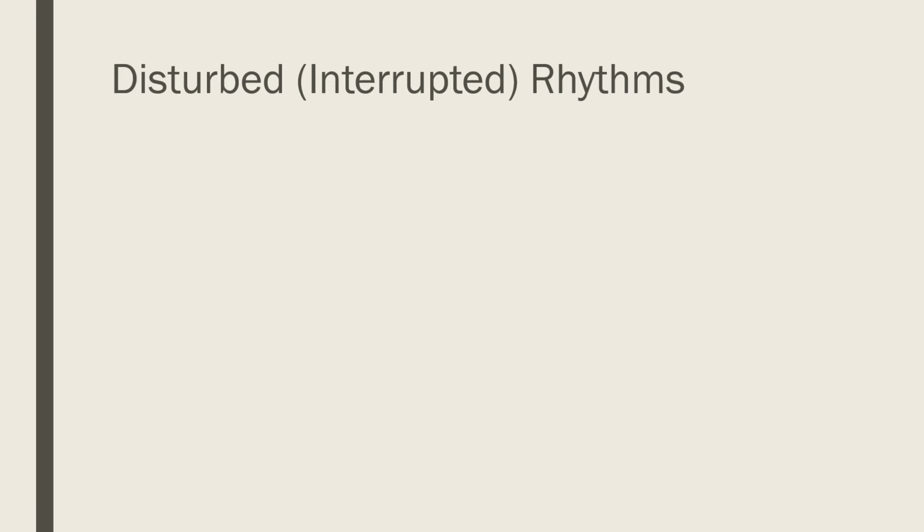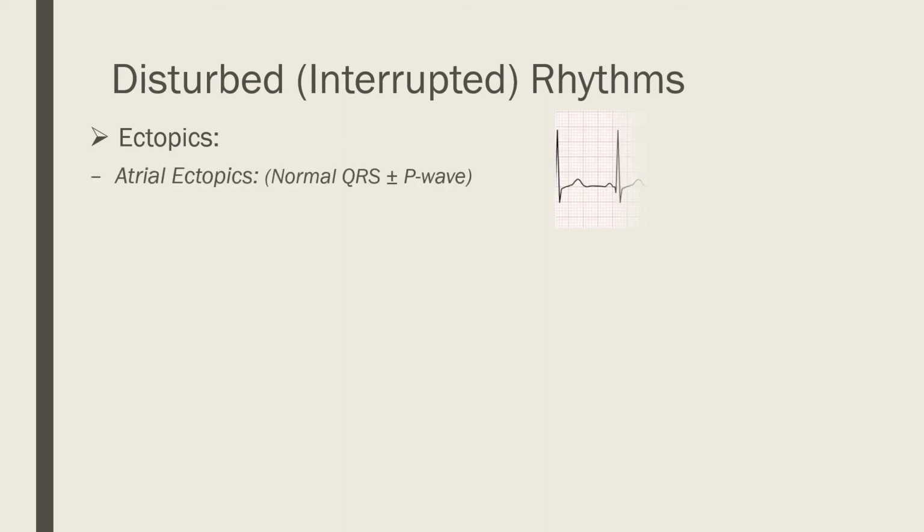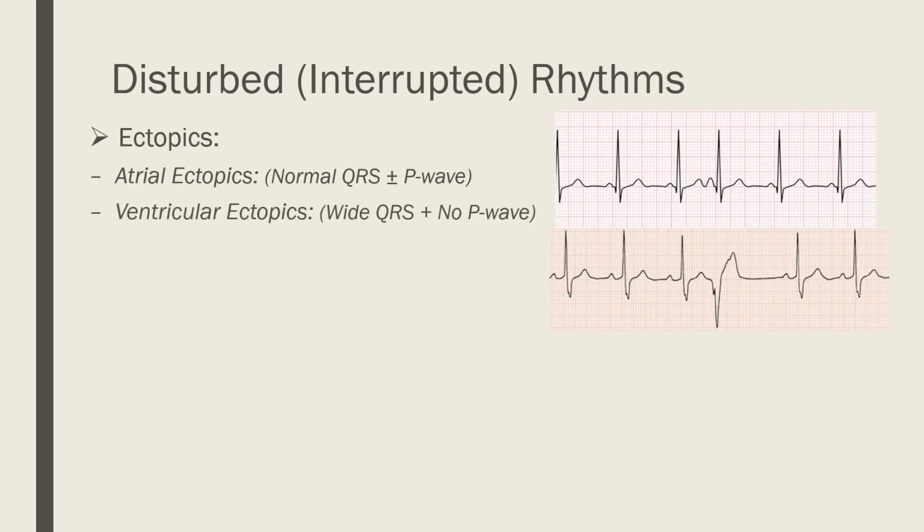Now, what are the disturbed or interrupted rhythms, which are a type of irregular rhythm? The basic rhythm may be disturbed or interrupted by ectopics, either atrial ectopics, which are characterized by a normal QRS complex with or without the presence of a P wave, which is usually abnormal or may be absent, and ventricular ectopics, which are characterized by a wide complex QRS and no P wave.